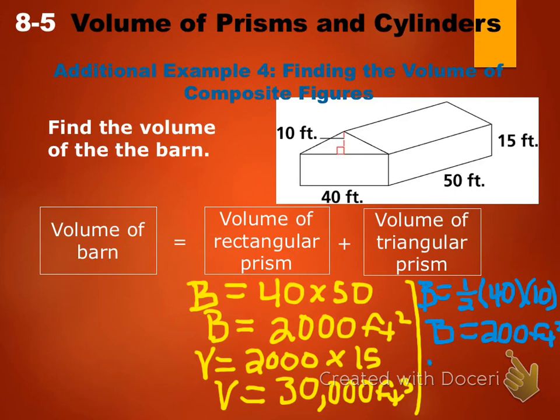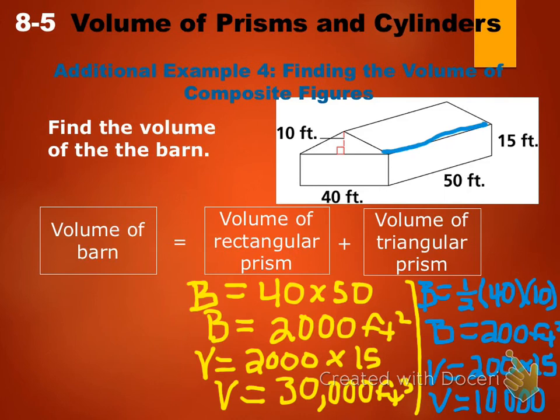So then to find the volume of that, we would take the 200 and multiply it times the height of the prism. Remember, if the triangle is the base, the height of the prism is going to be right there, which is 15. So the volume of the triangular prism would be 10,000 feet cubed.